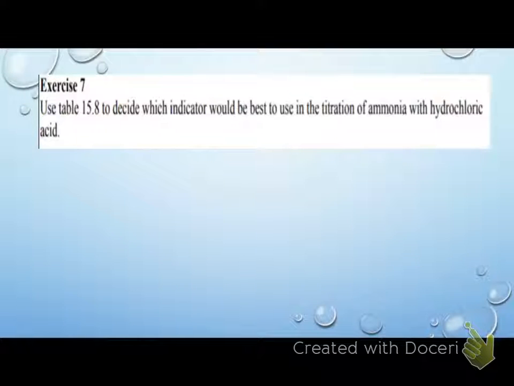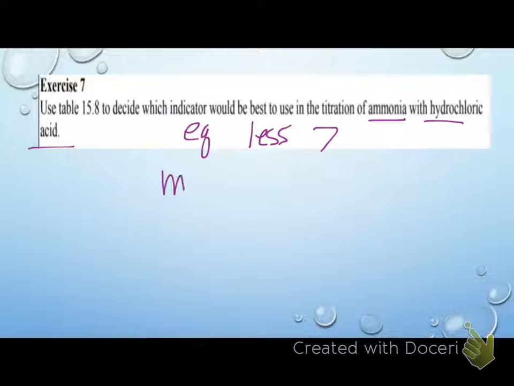There it is. Use table 15.8 to decide which indicator would be best to use in the titration of ammonia with hydrochloric acid. First of all, table 15.8 is in your book. It's not in the notes. But when you're choosing an indicator, you want to choose an indicator with a Ka near that of the acid that you're titrating with. So in this case, we're going to have a strong acid with a weak base. So we're going to expect our equivalence point to be less than 7. So you want to find an indicator that's going to change in that range. In this case, we're going to find that methyl red would be the best one. So you have to have a table to be able to do that, so you have to look that in your book.